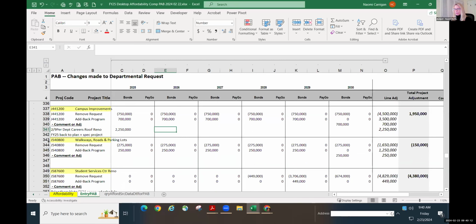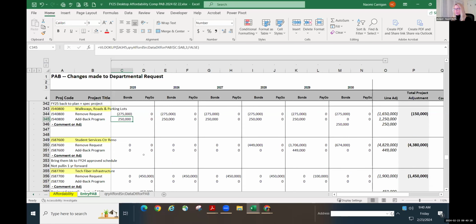The next capital project is walkways, roads, and parking lots. They requested an increase of 275 a year. I brought it back down to plan at 250. Good. Okay, Student Services Renovation Center. It looks like they were requesting to pull this forward 1 year. But the approved program actually has it starting in fiscal year 29, and I have a feeling it would continue on in 30. Let me just look at the project page on that.